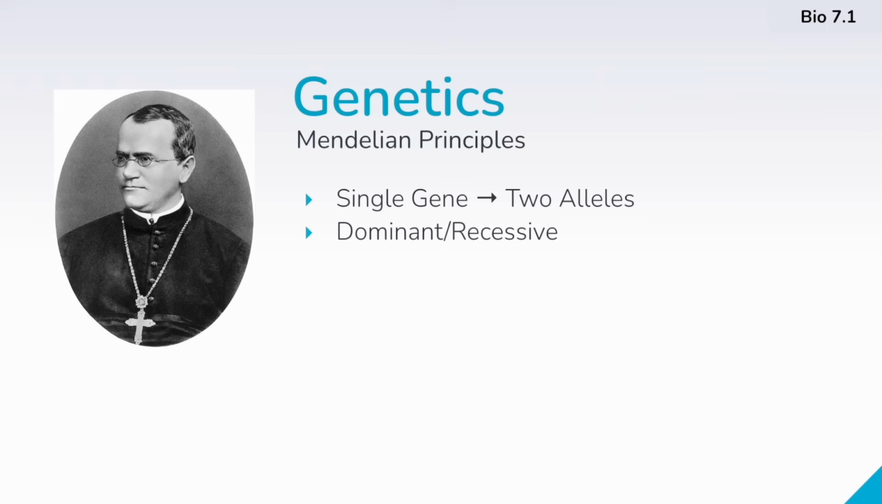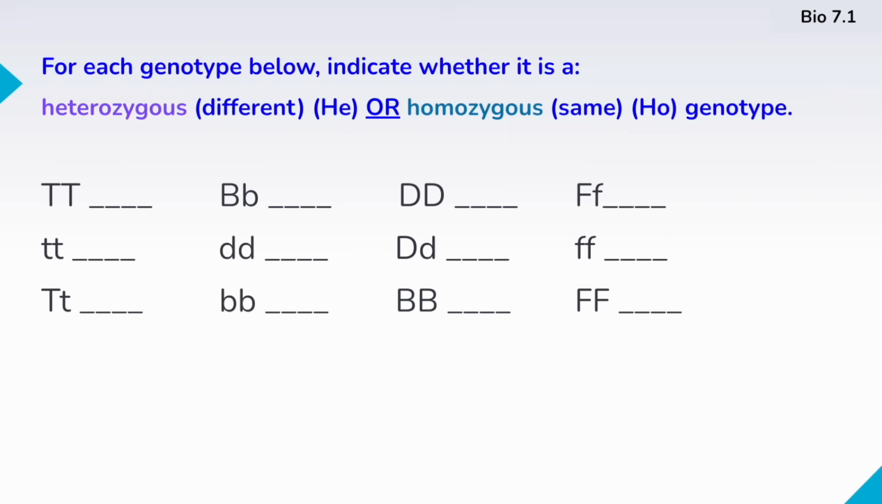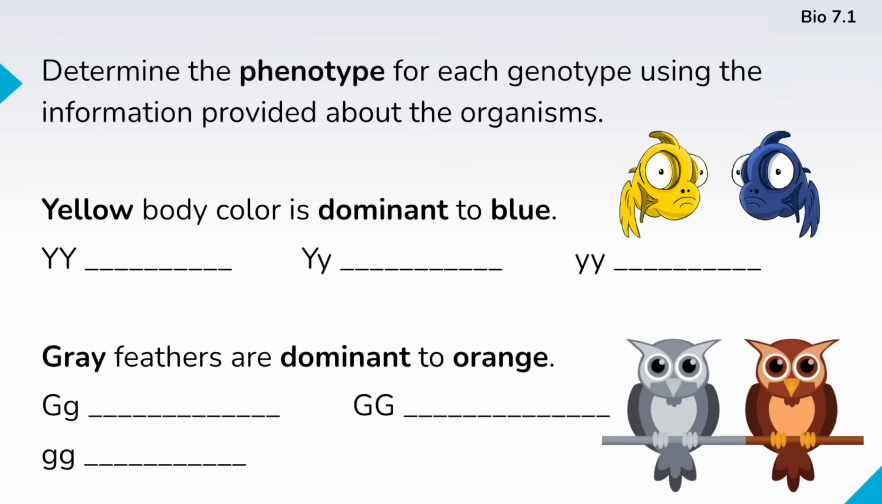If you want to pause and do this exercise real quick, you can identify which genotypes here, or combination of alleles, are either heterozygous or homozygous dominant or homozygous recessive. I'll put up the answer in just a minute here. There we go. And remember that the phenotype is the physical characteristic caused by the genotype of a different organism.